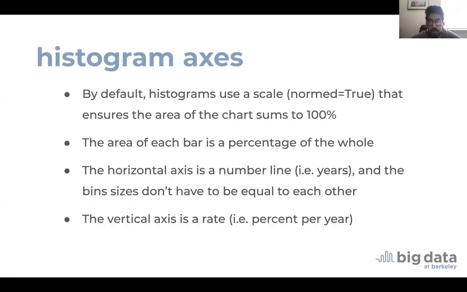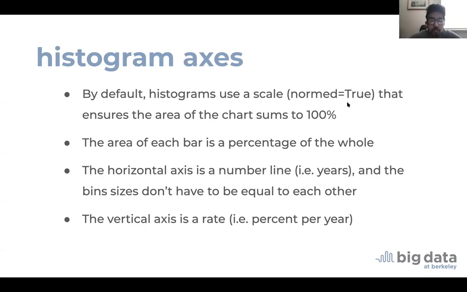Then we're just going to talk about histogram axes a little bit. Since each bar represents the percent of data out of the total amount, if you add up all those values, that should equal 100%. If you add up the areas of all the bars, it should be 100%. In other words, the area of each bar is a percentage of the whole.